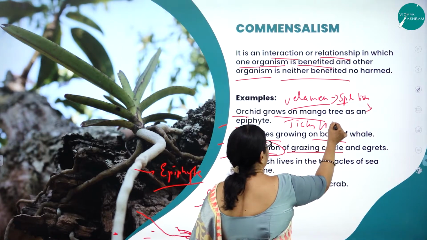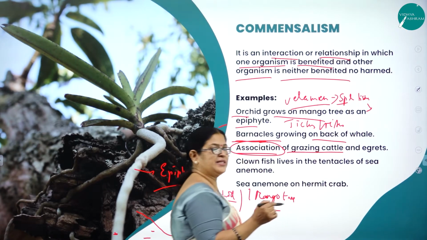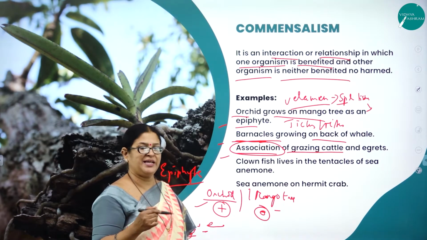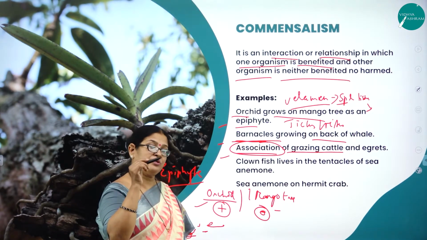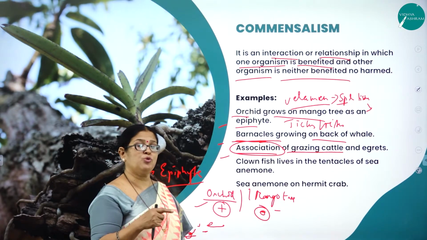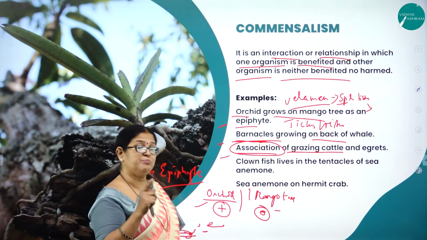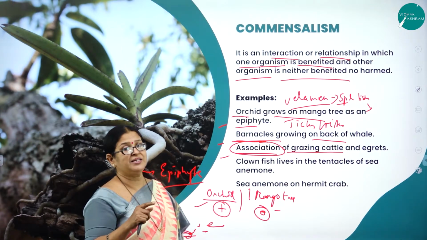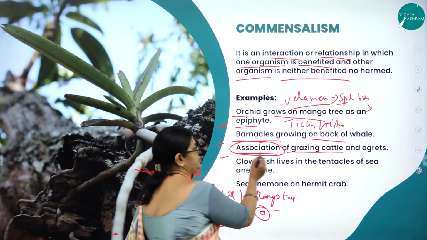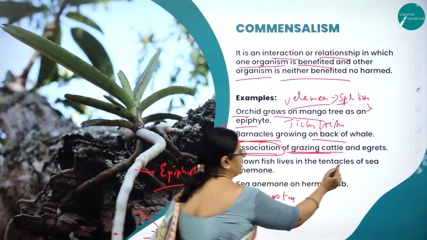Ticks and mites. When the ticks and mites are found on the body of a domestic animal like cattle, the birds go and sit on their body and start eating the ticks and mites. But here, who is benefited? The egret bird is benefited, but the cattle is neither benefited nor harmed. So, association of grazing cattle and egrets.